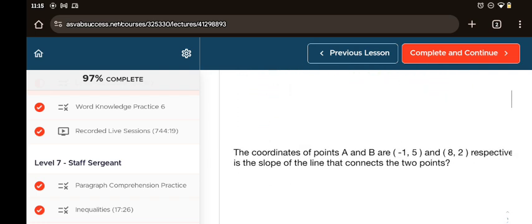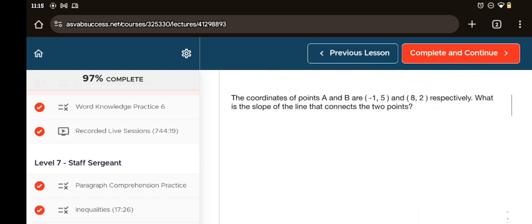Let me zoom out a little bit so you can see the question. We have another example here. This is just the same thing, just worded a little bit differently. This one says the coordinates of points A and B are -1, 5, and 8, 2, respectively. Basically, they're saying these are the 2 points. What is the slope of the line that connects the 2 points? So we're just finding the slope.